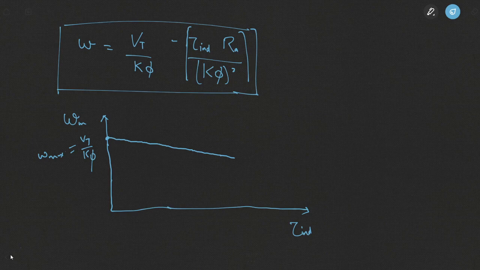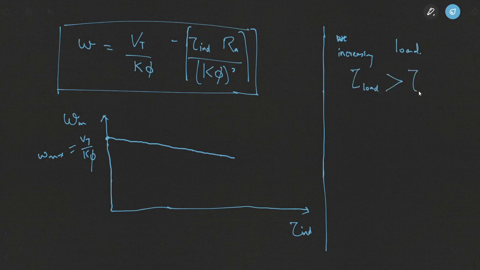We can also explain this like this. So what happens here? I'm giving a step by step. Say for example, we are increasing the load. Increasing load means T load will increase, and that will become greater than the induced torque in the machine.